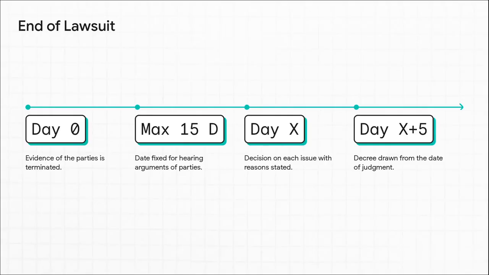Let's step back and see how this all builds into our final sprint. Look at how rapidly the end of a lawsuit is designed to move. On day 0, evidence ends. Within a maximum of 15 days, arguments are heard. Once the judgment is delivered on day X, the court has a mere 5 days to draw up the binding decree. The whole machine transforms from this careful evidence-gathering procedure into a rapid-fire decision factory.